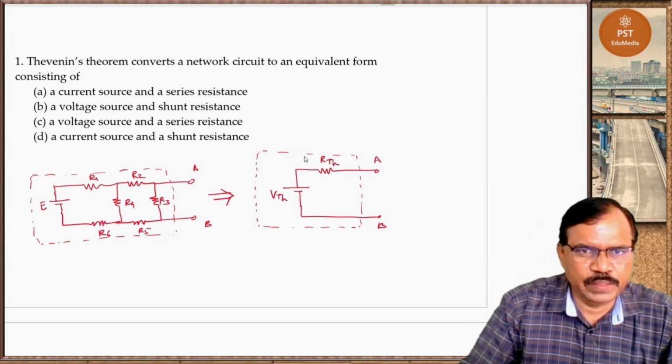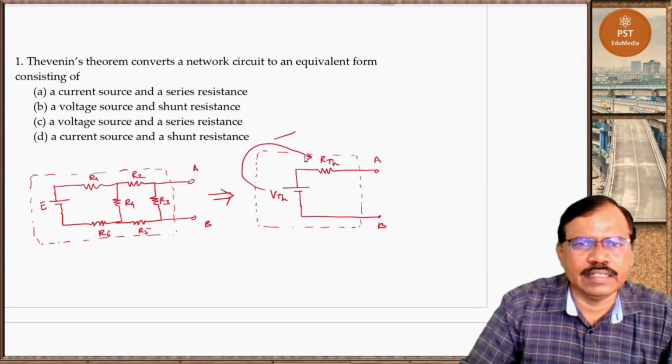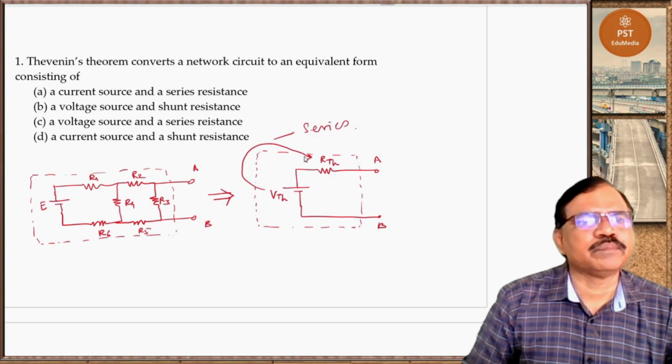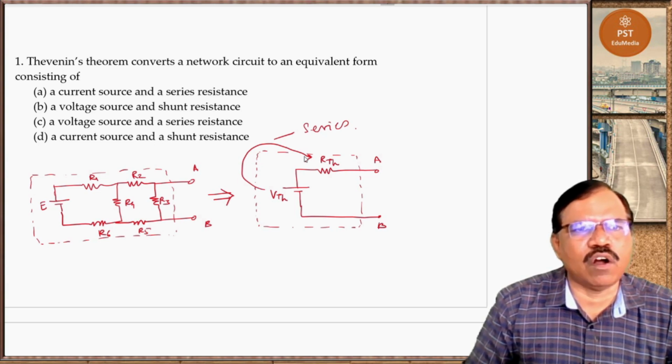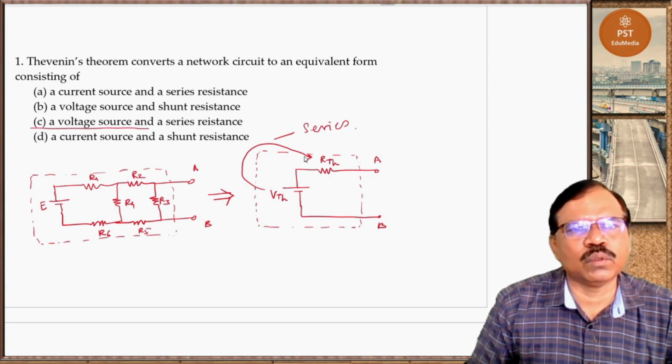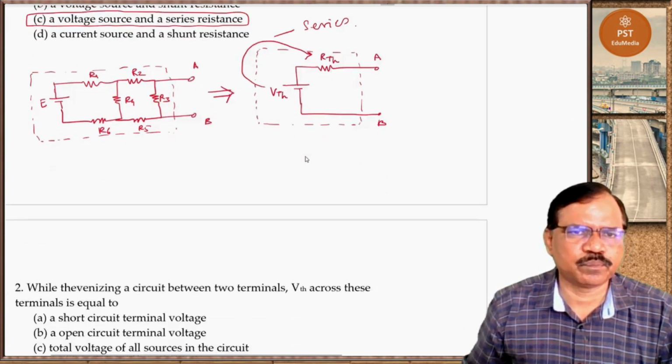So here VTH, that is source of EMF, and RTH, they are in series. So here Thevenin's theorem converts a network circuit to an equivalent form consisting of a voltage source and a series resistance. So this one is correct.